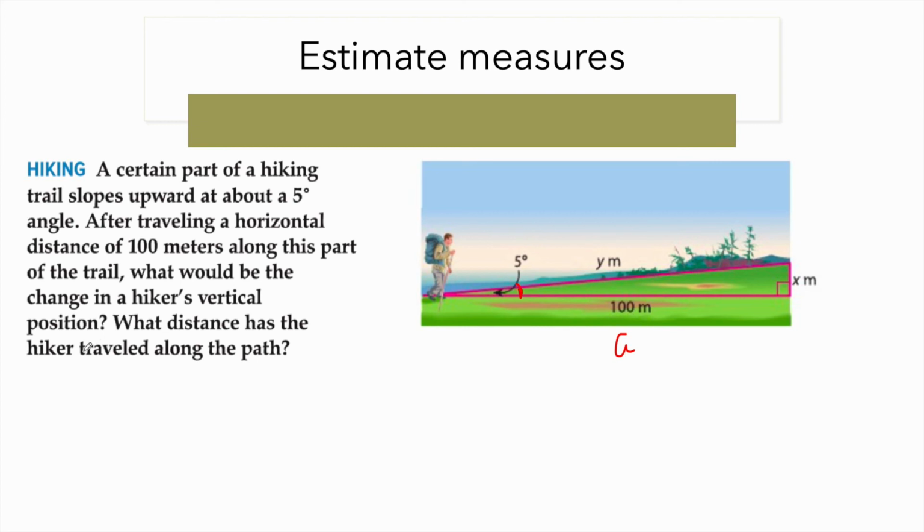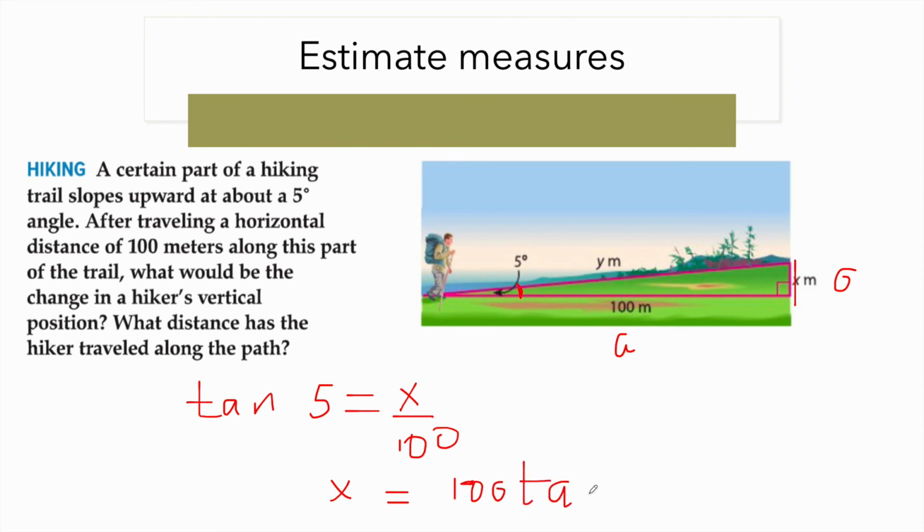Let's start with X. So X will be what? Our opposite. So we can use tan 5 is equal to, my opposite is X, my adjacent is 100. So we'll multiply both sides by 100. X will be given by 100 tan 5. So my X will be equal to 100 tan 5, which gives us 8.7 meters. So this is 8.7.